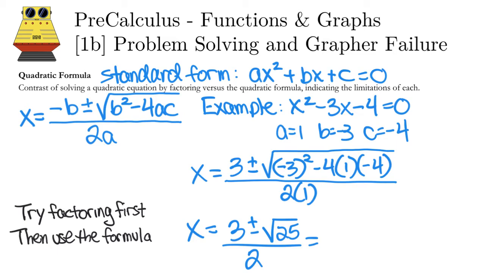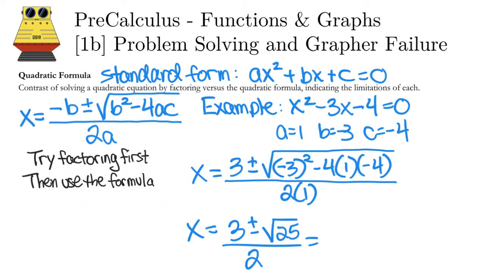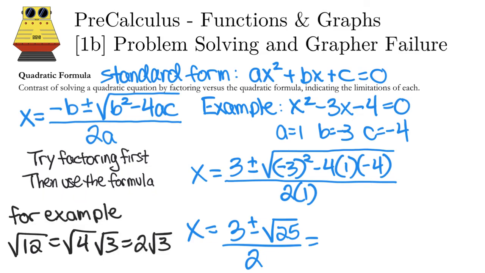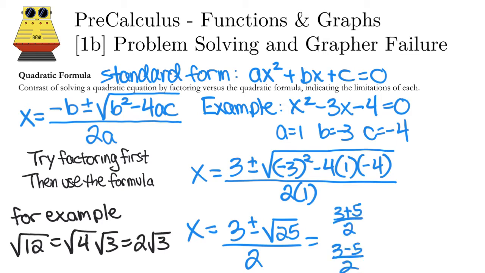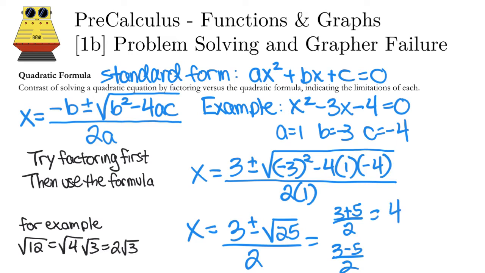It just so happens that 25 is a perfect square, but if it's not a perfect square, then we would either leave it as it is, such as the square root of 65, or we would factor out a perfect square to simplify that radical. In this case, our two answers are 3 plus 5 over 2, which is 4, and 3 minus 5 over 2, which is negative 1. And those just happen to be the two solutions we found last time.